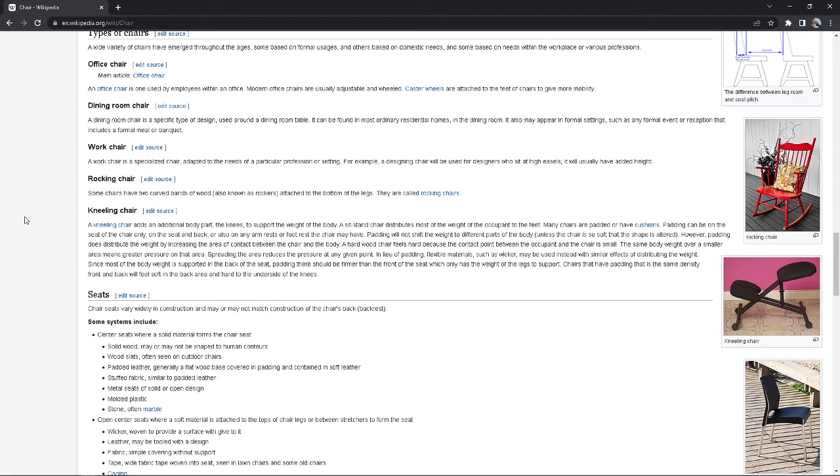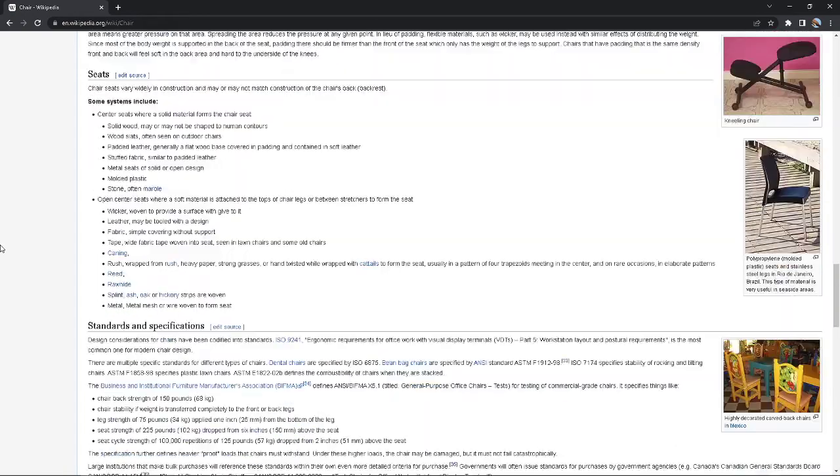Since most of the body weight is supported in the back of the seat, padding there should be firmer than in the front of the seat, which only has the weight of the legs to support. Chairs that have padding that is the same density front and back will feel soft in the back area and hard to the underside of the knees.